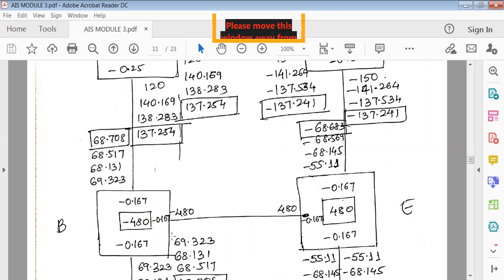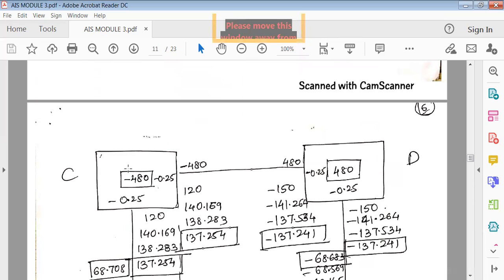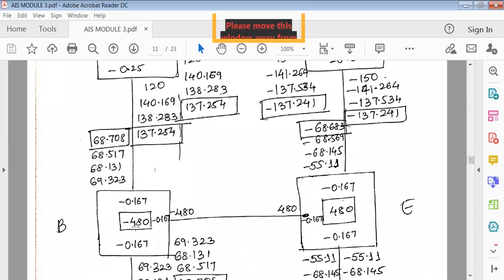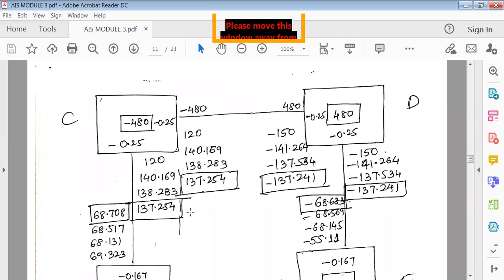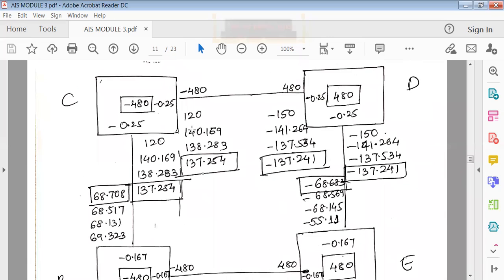Next, once you draw this, I've already written here, always the first cycle. The first cycle is the number of iterations. The first cycle starts with C, D, E, and B, like this: C, D, E, B. Again, start C, D, E, B. The cycle is like this. Always start with the left top corner, then come back to right top, right bottom, left bottom. So this is one cycle. It should be more like clockwise.